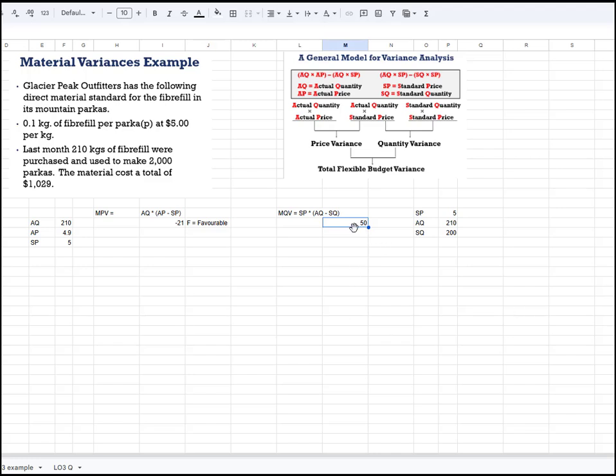Now, this is a positive 50, but what does that mean? Well, it means that we spent more than we thought because our actual quantity used was 210. We thought we needed to use 200. So this is going to be a $50 variance of U, or unfavorable.